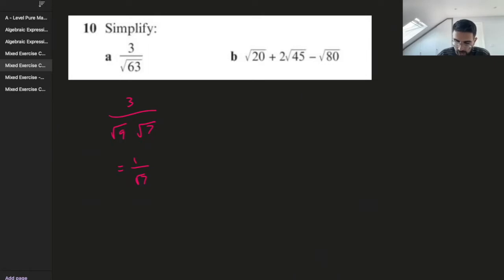And when it comes to rationalizing the denominator, all I need to do is multiply the top and the bottom of the equation by root 7. Hence, I end up with root 7 over 7.